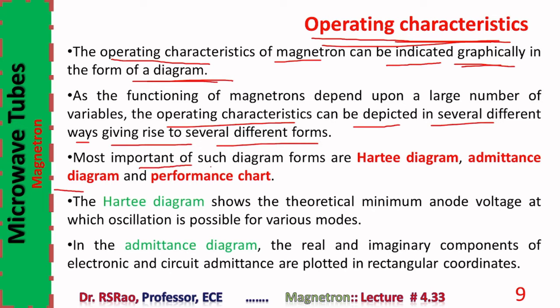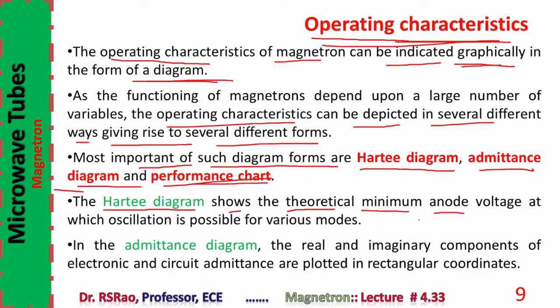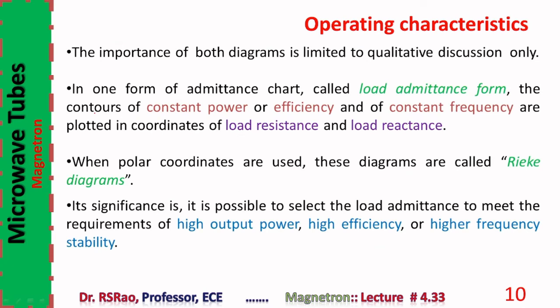The most important of such diagram forms are the Hartree diagram, admittance diagram, and performance chart. The Hartree diagram shows the theoretical minimum anode voltage at which oscillation is possible for various modes. In the admittance diagram, the real and imaginary components of electronic and circuit admittance are plotted in rectangular coordinates. The importance of these two diagrams is limited to qualitative discussion only.